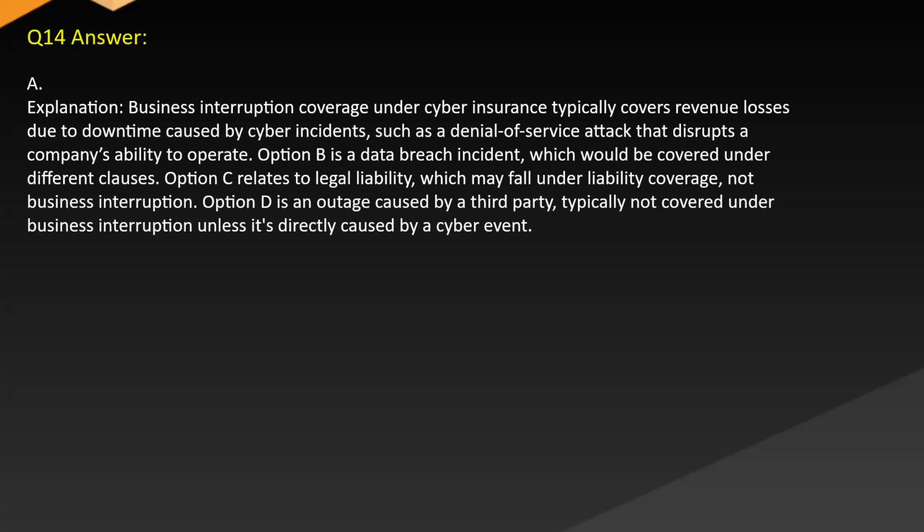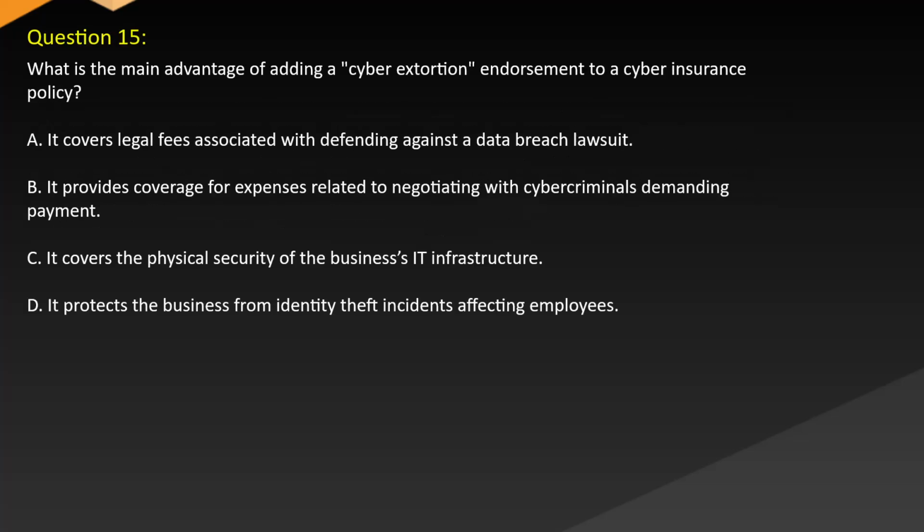Option D is an outage caused by a third party, typically not covered under business interruption unless it's directly caused by a cyber event. Question 15. What is the main advantage of adding a cyber extortion endorsement to a cyber insurance policy? A. It covers legal fees associated with defending against a data breach lawsuit. B. It provides coverage for expenses related to negotiating with cyber criminals demanding payment. C. It covers the physical security of the business's IT infrastructure. D. It protects the business from identity theft incidents affecting employees.